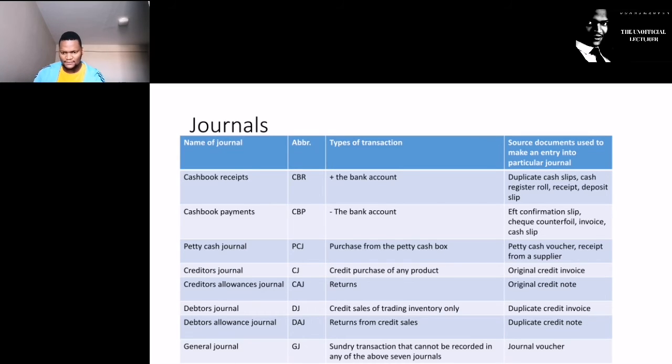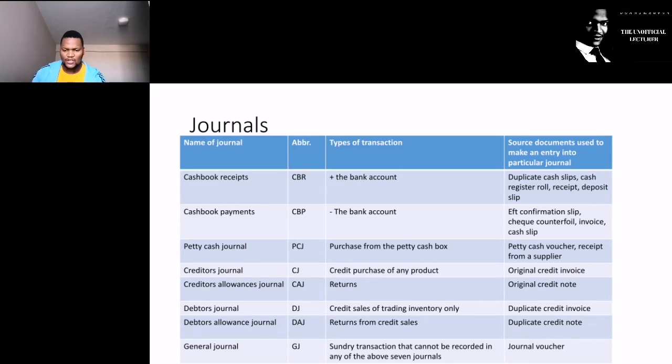Now creditors journal, we use it in a situation whereby a business buys from a supplier, but they buy on credit instead. You are not buying on cash, we will use a creditors journal, which is also called CJ.